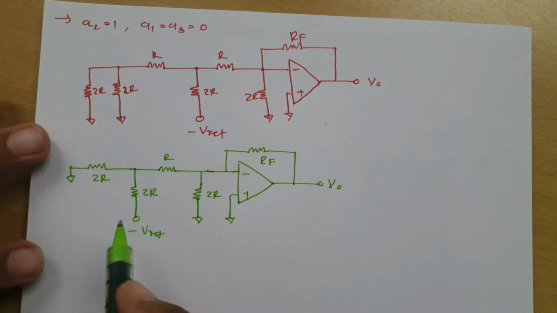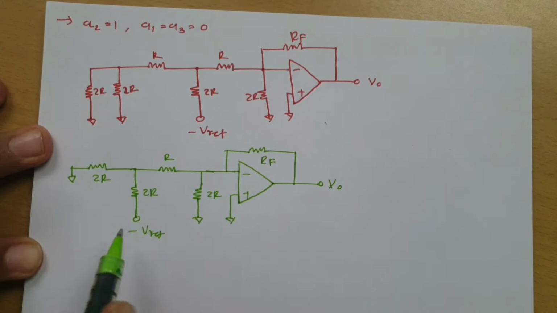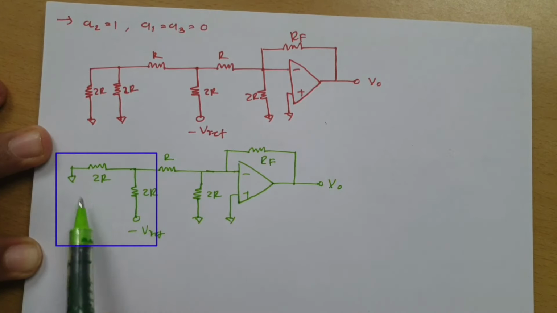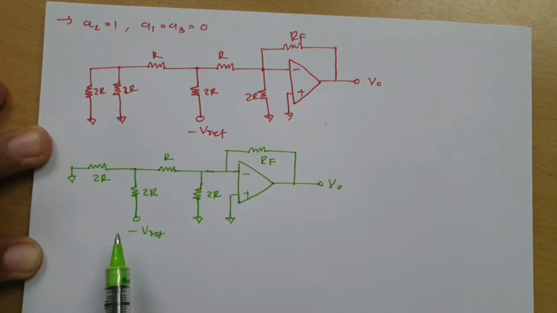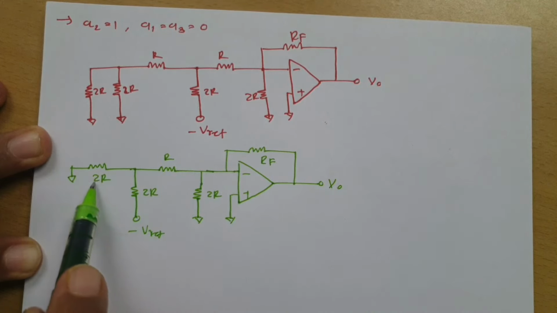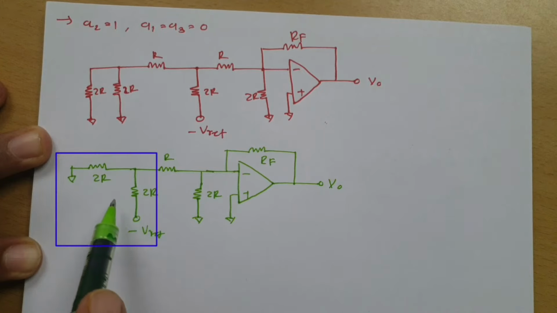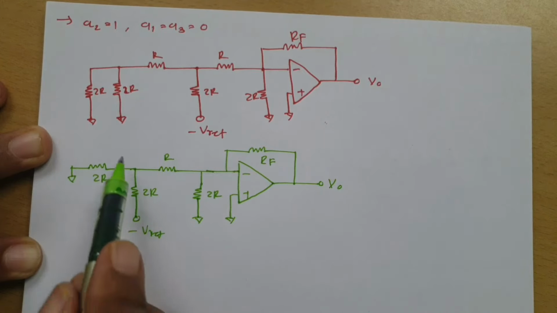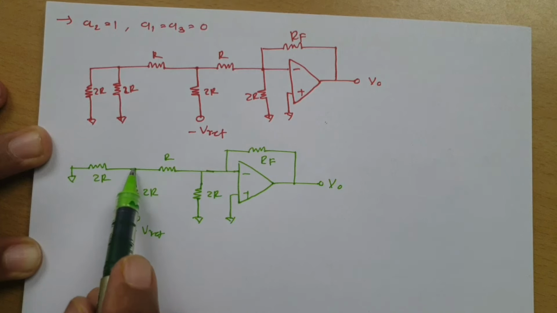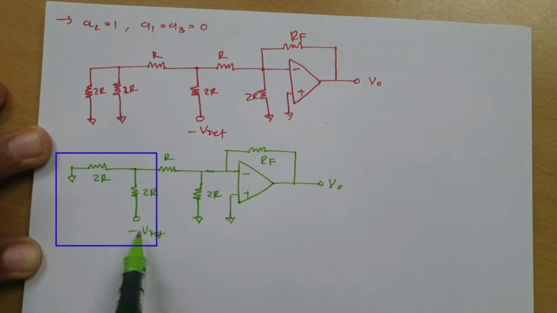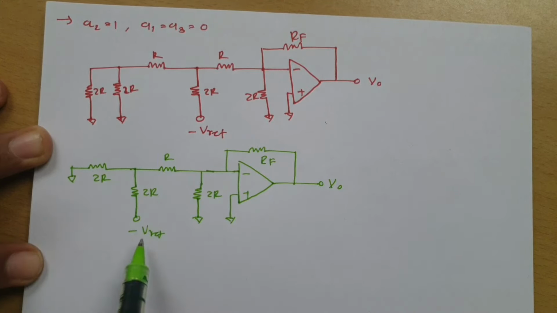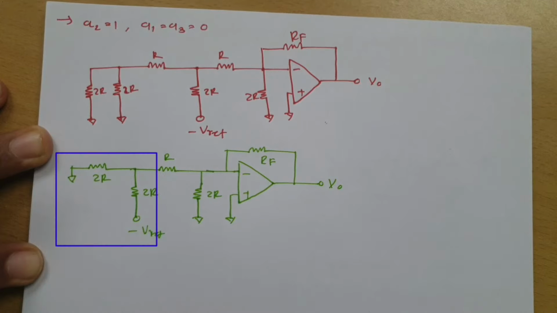Now see, to identify the output voltage, for this much amount of circuit I need to calculate the equivalent Thevenin's resistance. So the equivalent Thevenin's resistance will be 2R parallel 2R, that is R, for this much amount of circuit, and the equivalent Thevenin's voltage at this terminal will be minus V reference into 2R divided by 2R plus 2R, right? So that is minus V reference by 2.